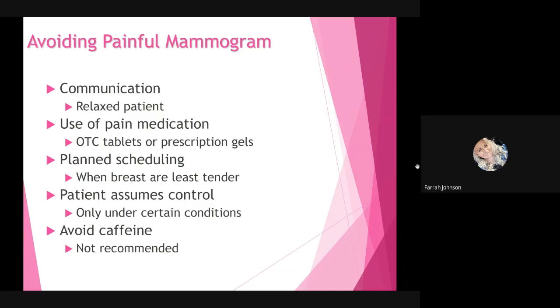And the patient is going to assume control only under certain conditions, meaning that you want to work with them, you want to well inform them of what you're going to do, and make sure that they are as comfortable as possible. And then lastly, you would want your patient to avoid caffeine. It's not recommended as it can make the breast tissue more sensitive.